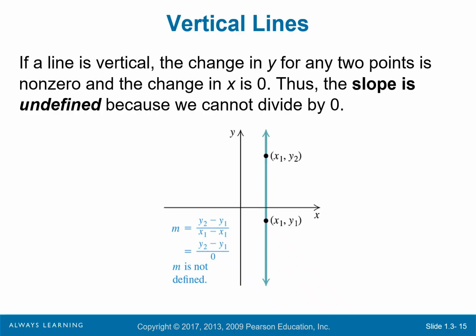Now with vertical lines, it's not my y's that are the same, it's my x's. So I have something like (x1, y1), and then x2 is just x1 again. So I have (x1, y2). So when I do that, I get this as my slope function, but that gives me something that is undefined, which means my slope, we say, is undefined for vertical lines. Notice this is also not a function, right? Because it doesn't pass my vertical line test.